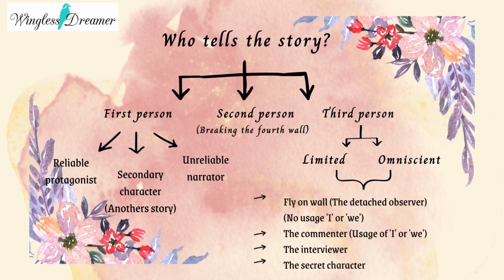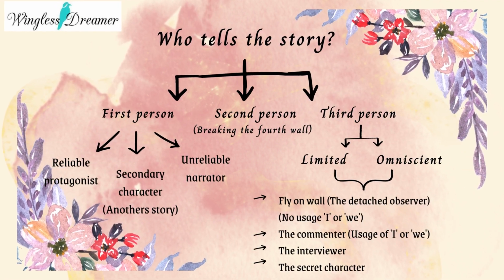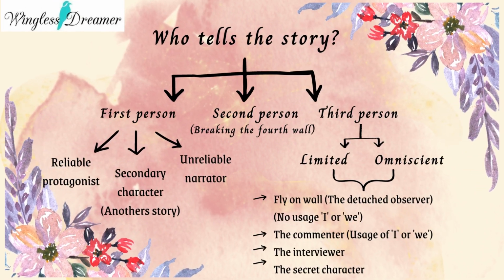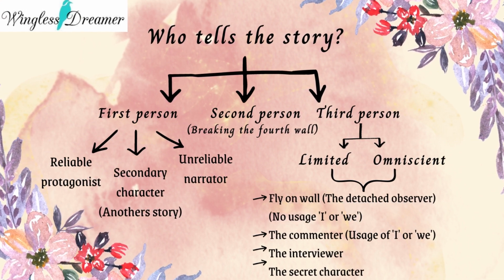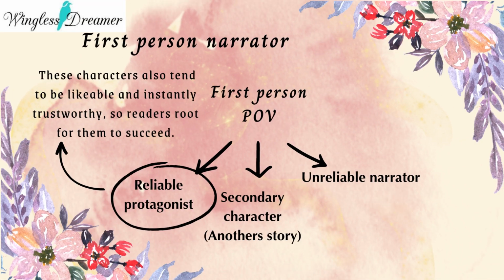Who tells the story? That has a great impact on how the story is told. Let us look at how each character would tell the story. First-person narrators. A reliable character telling their own story. The advantage to a reliable protagonist narrator is the instant trust granted by the reader. The reader believes everything the character says, something that should not be taken for granted. These characters also tend to be likable, so readers root for them to succeed.